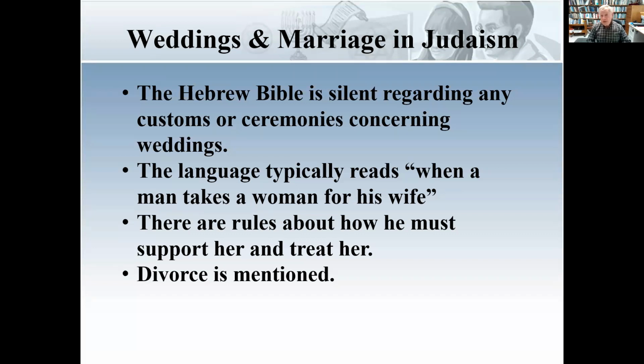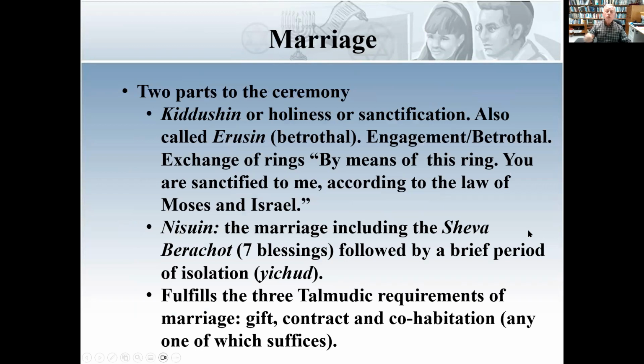So the Hebrew Bible is silent regarding ceremonies. Marriage is mentioned 7 times in the Hebrew Bible. You hear the phrase when a man takes a woman to be his wife, but there are no rules about any of the elements of a wedding. All of that is contained in the Talmud. There is mention in the Hebrew Bible of divorce, but once again, the details are spelled out in the Talmud. There are 2 parts to a modern Jewish wedding.